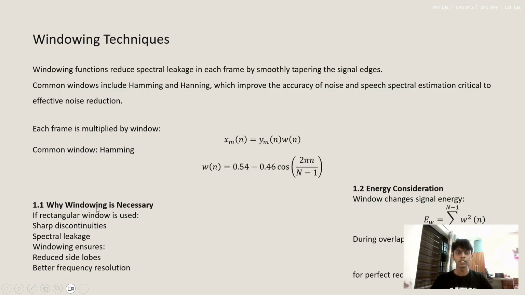As I said, the window is necessary because it reduces the side lobes and gives a better frequency resolution. During this process, the overlapping must satisfy this condition: the sum of the weighing function w(n minus mR) must be a constant. This is necessary for reconstructing the signal.